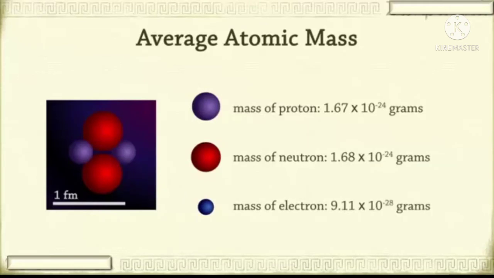Adding and multiplying numbers of those very small sizes is awkward. So instead of using the actual mass of atoms in problems, chemists compare all atoms to one standard atom. They picked carbon-12 as the standard. Carbon-12 is the isotope of carbon with 6 protons and 6 neutrons.